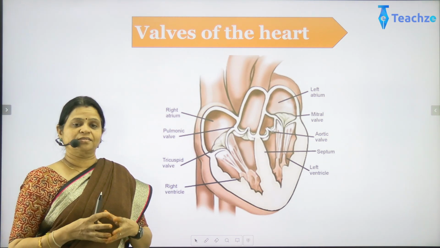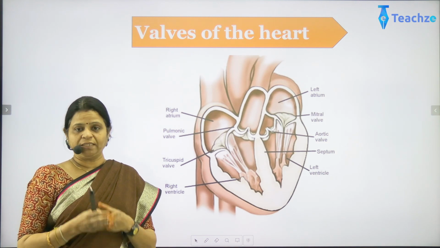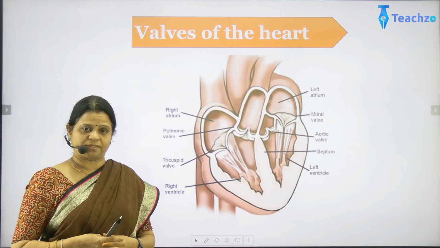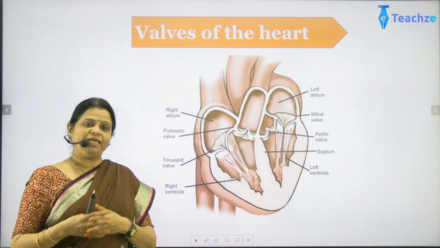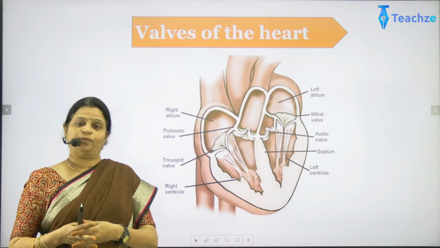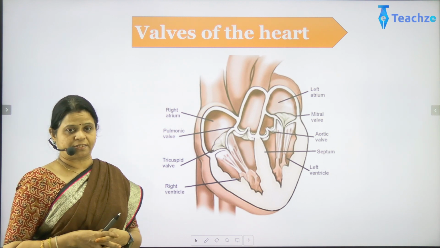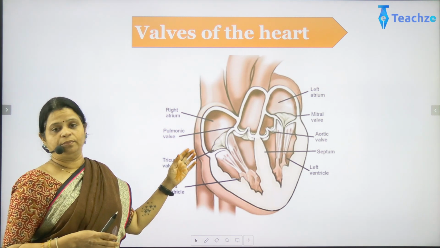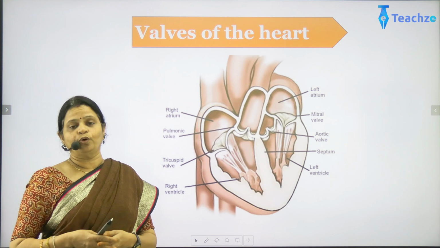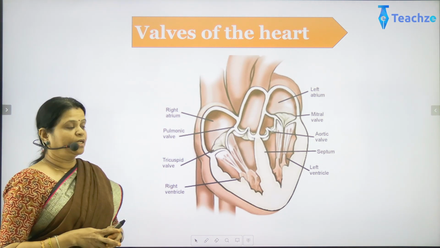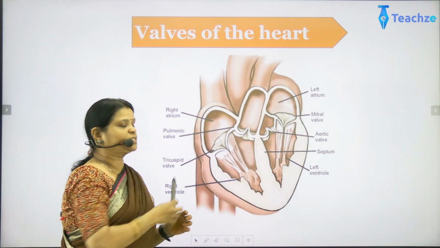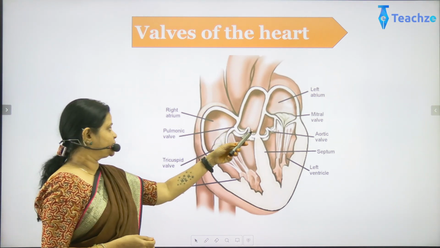Valves are similar to the sphincters we saw in the digestive system, which will not allow the backflow of any kind of substances, just like what we saw in the digestive system. Now here we talk about blood. So the backflow of blood will be prevented by these valves. Now where are the valves placed? We will be looking at this diagram.